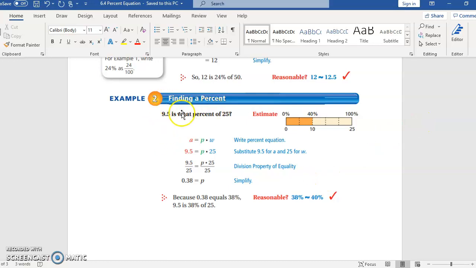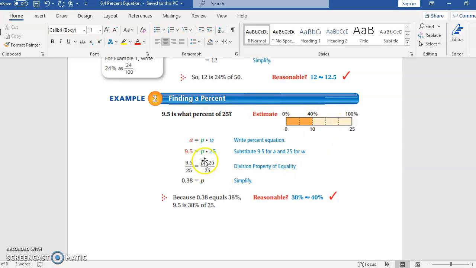Okay, finding a percent. 9.5 is what percent of 25? So we have 9.5 as our part. We don't know the percent, that's what we're finding out, so that's P. And then 25 is our whole, so times 25. Again, over here we have the double tape measure to give us an estimate.